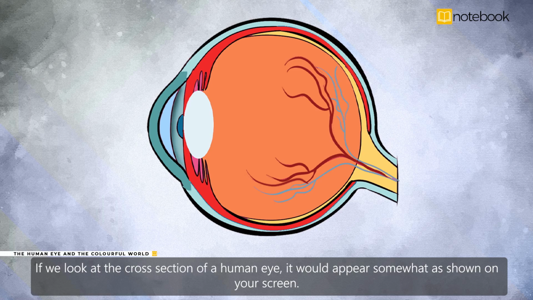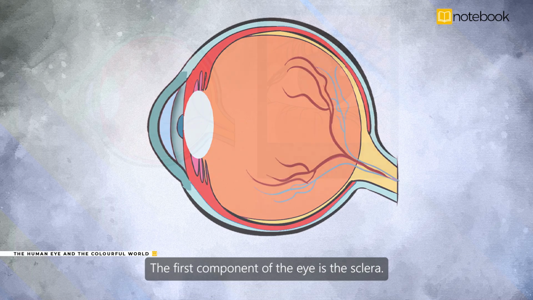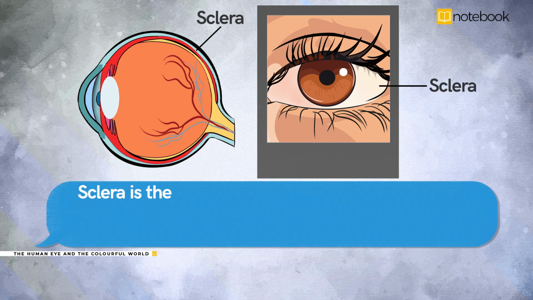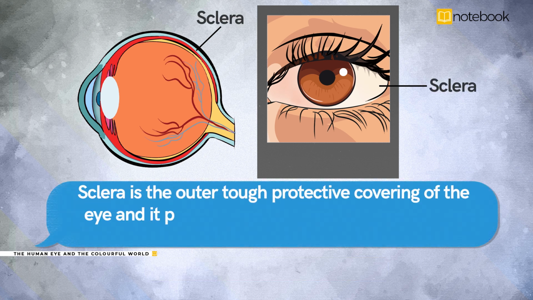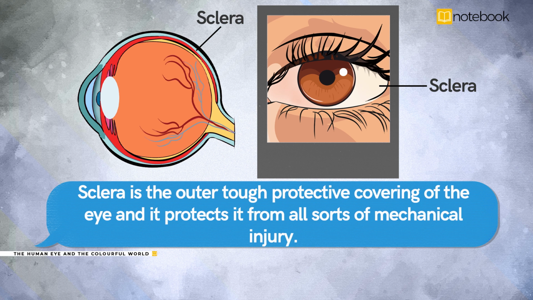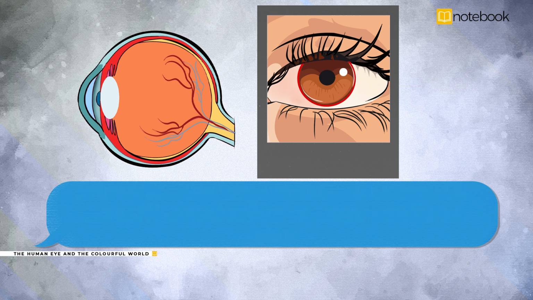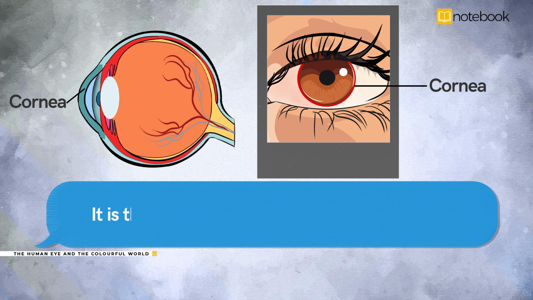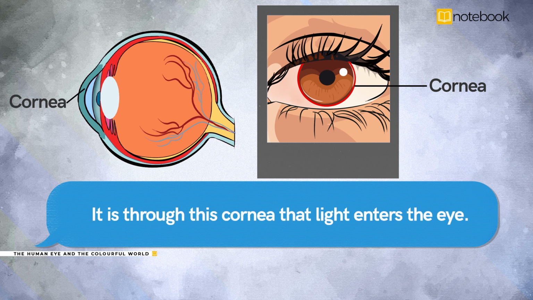If we look at the cross-section of a human eye, it would appear somewhat as shown on your screen. The first component of the eye is the sclera. The sclera is the outer tough protective covering of the eye and it protects it from all sorts of mechanical injury. The frontal transparent part lying in the sclera is called the cornea. It is through this cornea that light enters the eye.